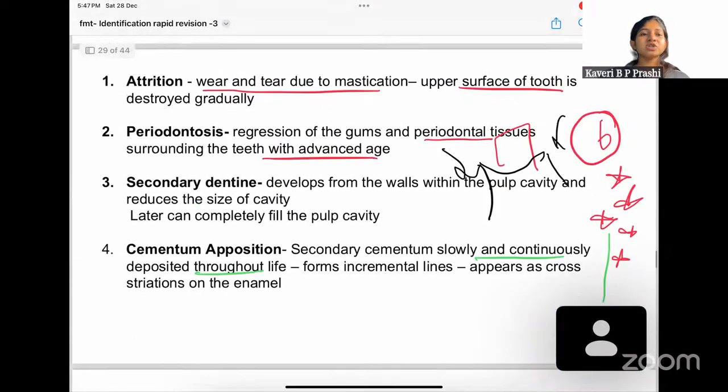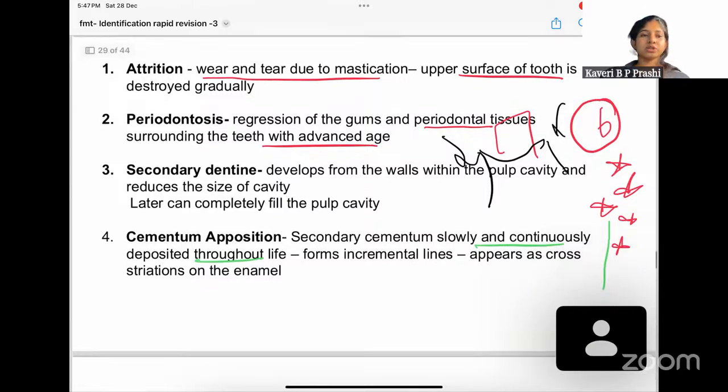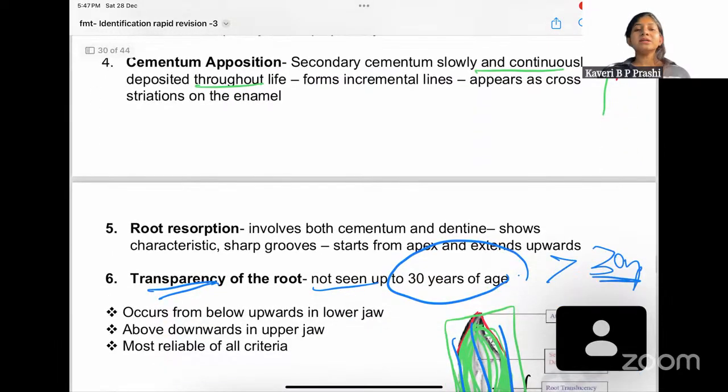So what are the various changes that you see in Gustafson's method? Attrition, periodontosis, secondary dentine, cementum apposition, root resorption, and transparency.